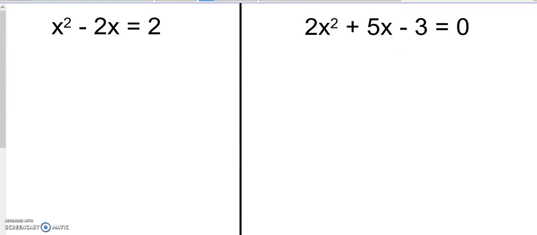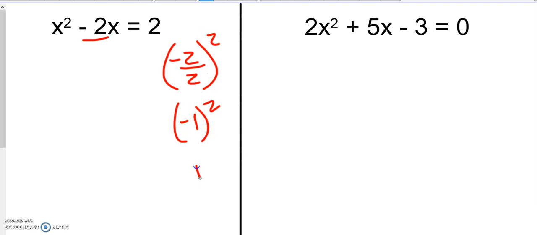If they asked us to complete the square with these, and again, you can factor these and solve any way you want. It's just that sometimes completing the square is a better route. Just know that you can factor different ways and get the same answers. So here, my b is negative 2. I'm going to divide that by 2 and square it. Negative 2 over 2 is negative 1, and if we square negative 1, we get positive 1.